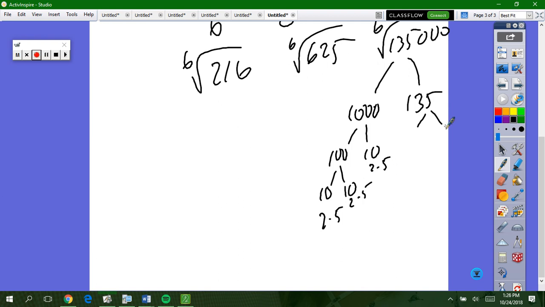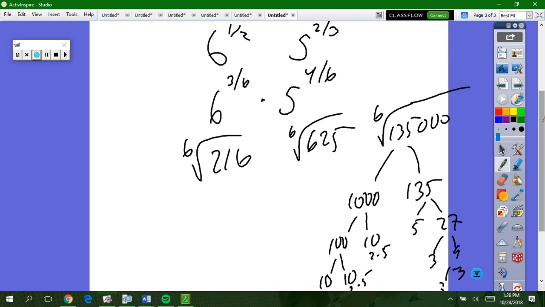135 has at least a 5 in there and a 27, I believe. And then that's 3 and 9, which is 3 and 3. Notice I have a group of 3, a group of 4, and a group of 3. So I don't have any that have groups of 6. So I can't even break him down. Does that make sense? So our answer here is just right there.